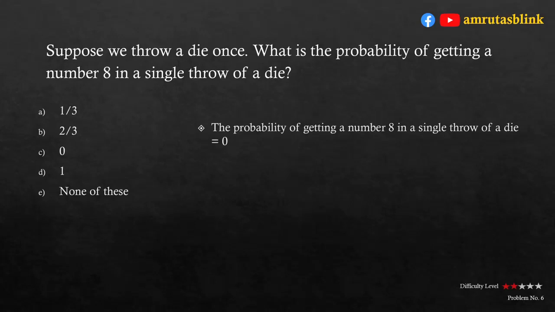impossible event. Hence, the favorable outcomes to get number 8 in a single throw is equal to 0, and hence the probability of getting a number 8 in a single throw of a die is also 0, because it is an impossible event. So you can also remember that for any event which is impossible, the probability is always equal to 0, and on the contrary, an event which is very certain, in that case probability is 100%. That means for a certain event, probability is always equal to 1. Hence answer option is C, that is 0.